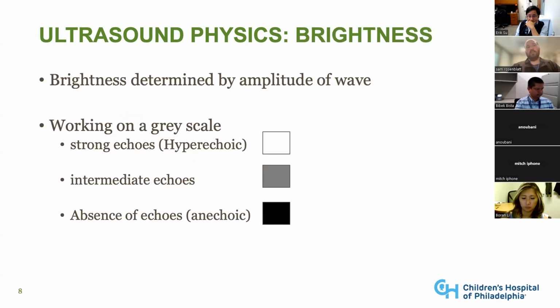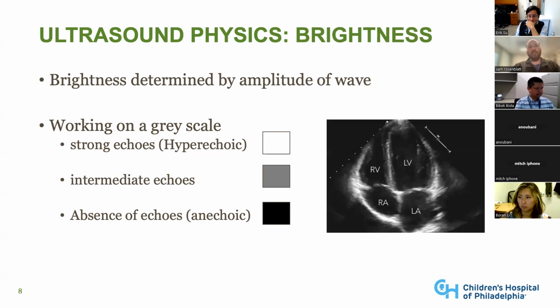The brightness is then determined by the amplitude. And what it does is show you on a grayscale how strong that is. So really strong, high amplitude waves coming back, strong echoes, hyperechoic, are usually really bright or white. Really absent echoes, where there's not a lot coming back, is anechoic or dark, right? It travels through it, it's not reflecting back, it's not really coming back very quickly from there. And then intermediate is going to be shades of gray.